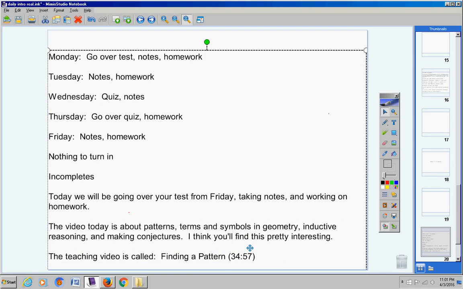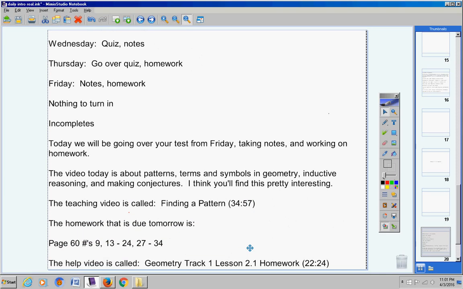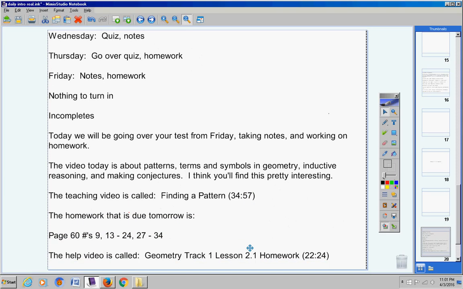There's the teaching video, finding a pattern, about 35 minutes long. The homework that's due tomorrow is right there, and it's about 22 minutes. You'll probably have maybe about 15 minutes of homework, maybe 20 minutes, okay? There's your homework for today, page 60, those numbers right there.